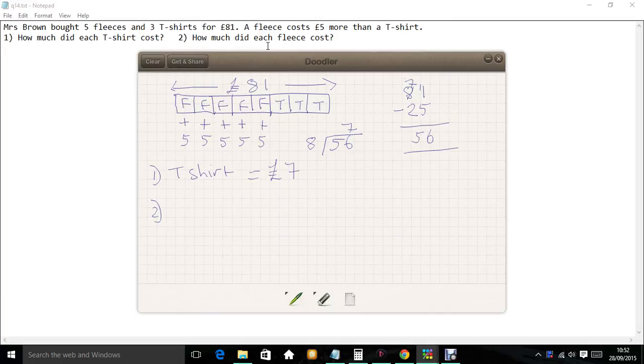2, we're asked how much did each fleece cost? Well, a fleece then costs £7 plus £5. 7 plus 5 gives us 12. So a fleece is £12.